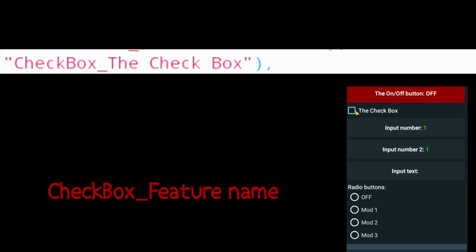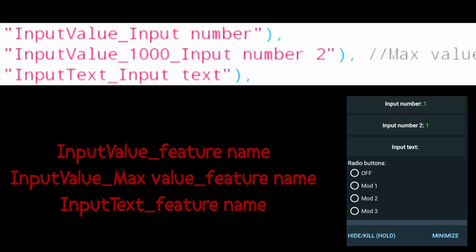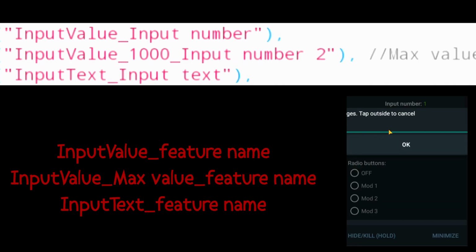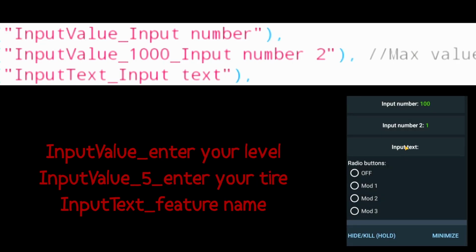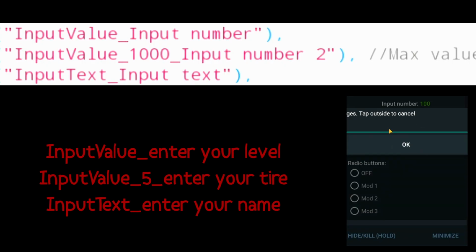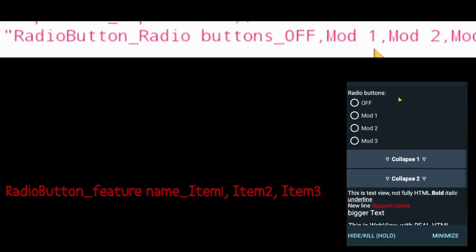Next, we have a checkbox. Checkbox _ feature name. Next, we have an input feature. For values, we can have input value _ feature name. For text, we have input text _ feature name. Next, we have the radio button feature. Radio button _ feature name _ item 1, item 2, item 3. We can enter as many as we want.